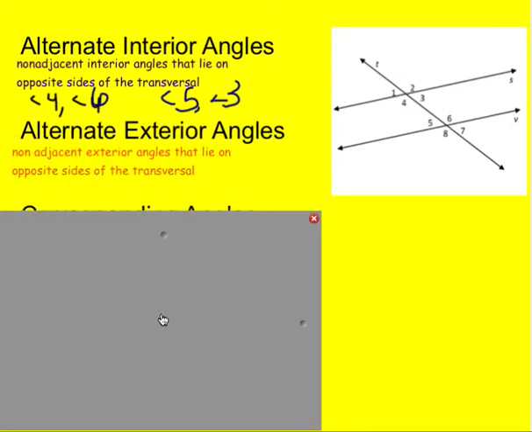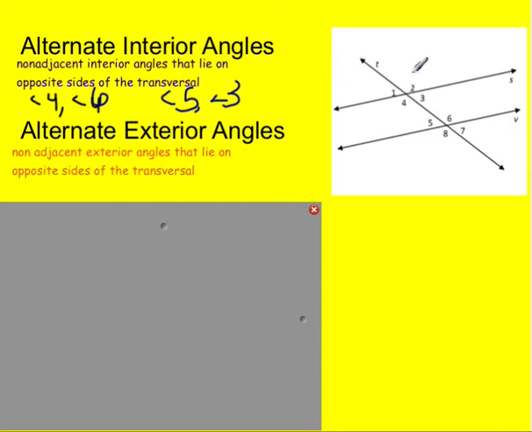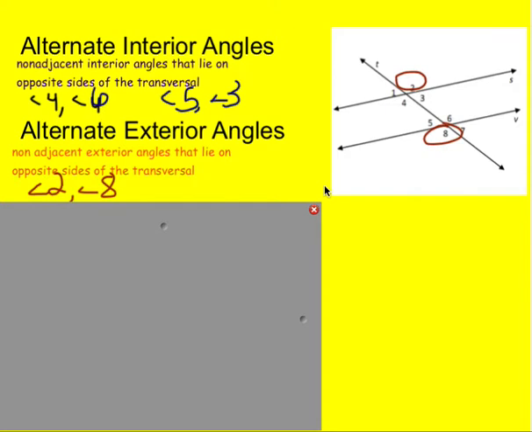Next, let's take a look at alternate exterior angles. These are non-adjacent exterior angles that lie on opposite sides of the transversal. So again, we're looking at opposite corners. We know for an exterior angle that it needs to sit on the outside. So I know that angle 2 and angle 8 will sit on the opposite side and they're in opposite corners. So I can say that angle 2 and angle 8 are alternate exterior angles. Likewise, angles 1 and 7 are sitting opposite.